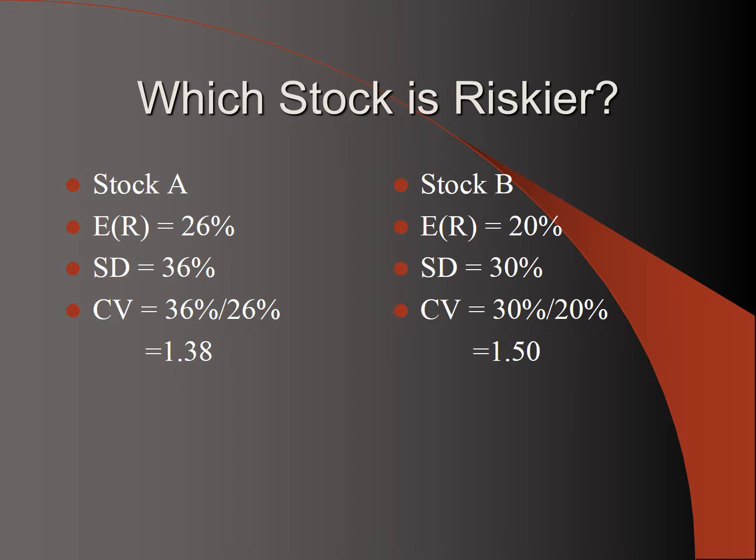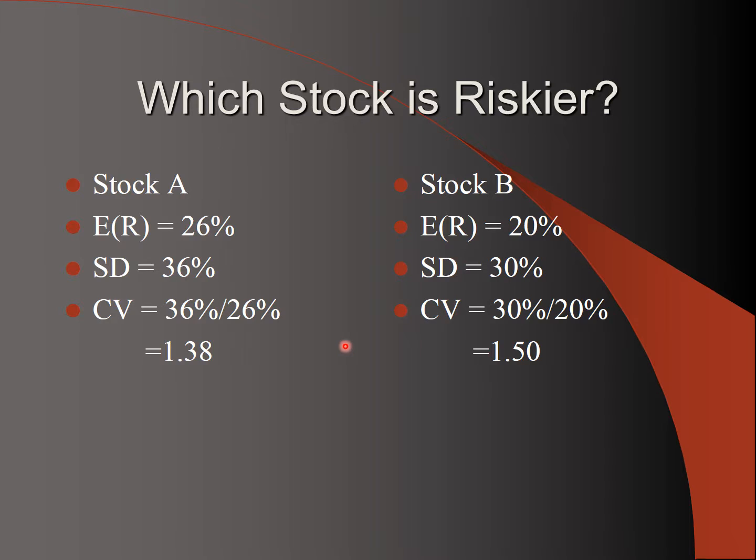So here I'm going to use two different stocks, stock A and stock B. Stock A has an expected rate of return of 26%, a standard deviation of 36%, and then to calculate the coefficient of variation, we just take the standard deviation and divide it by the expected rate of return, and we get 1.38. What that 1.38 tells us is that for every 1% return, we're taking on 1.38 units of risk. Okay, so it tells us how much risk we're taking on for every 1% return.